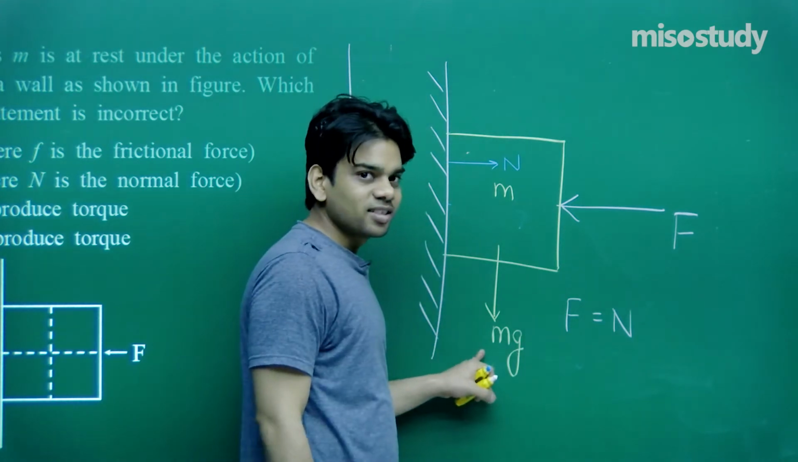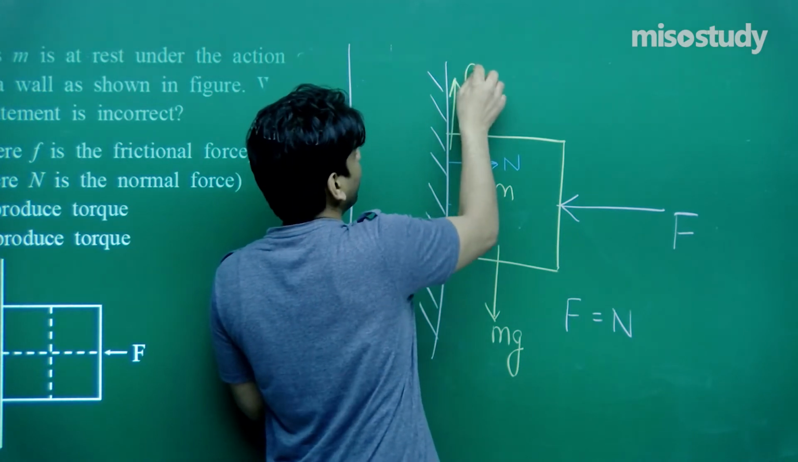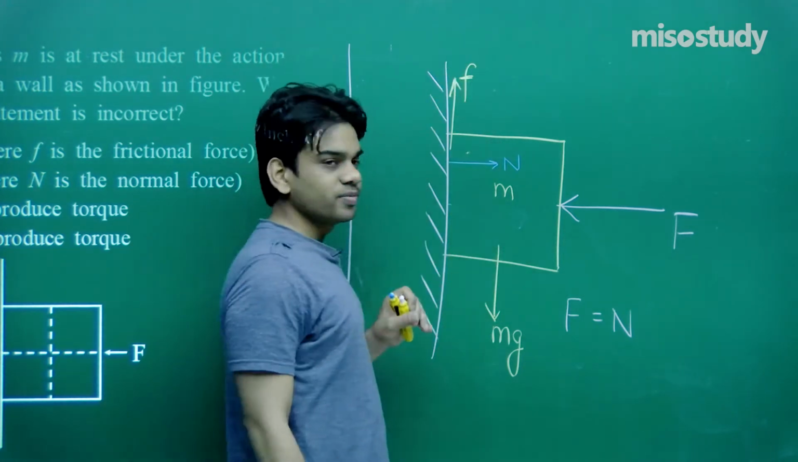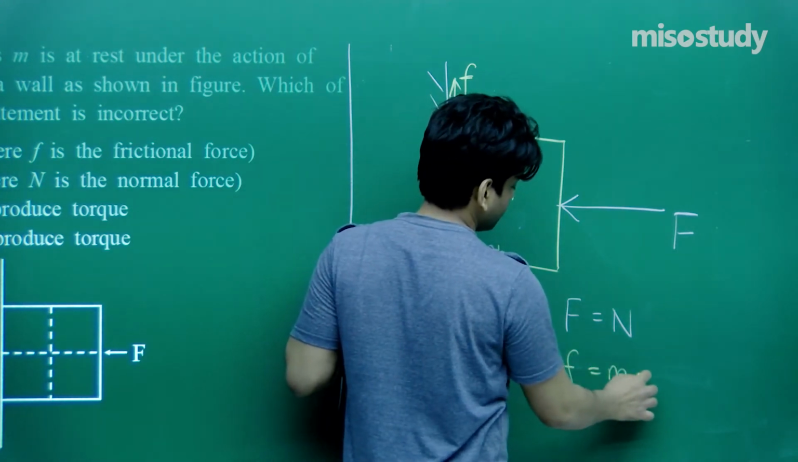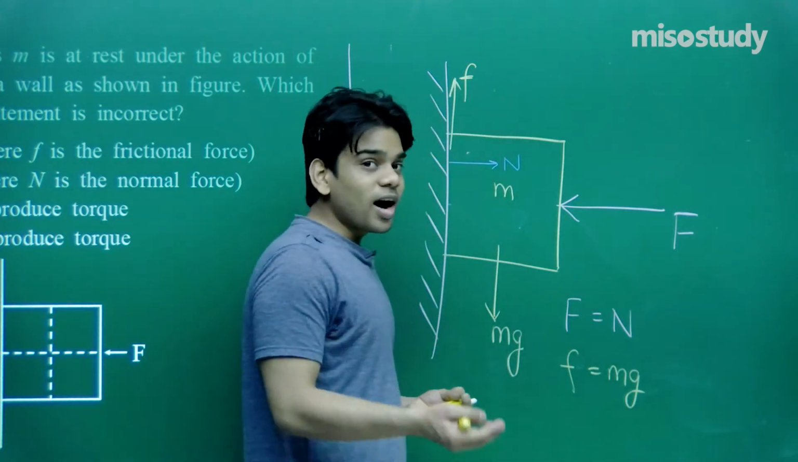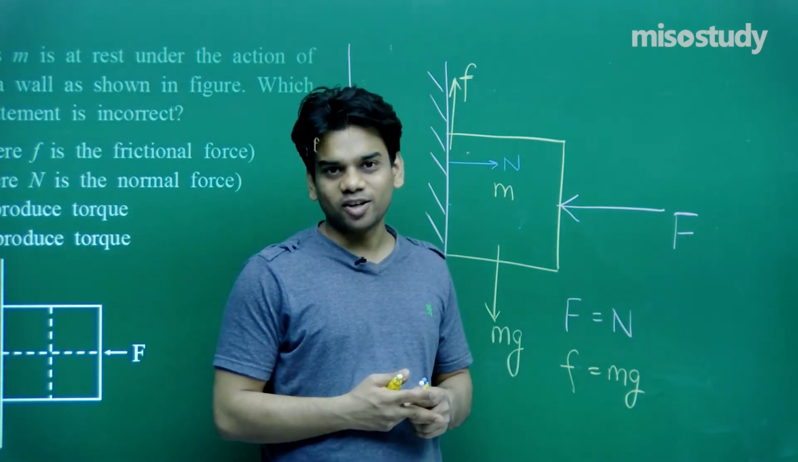To balance it, since it is in equilibrium, the frictional force has to act along the upward direction. So I have marked F. So for vertical equilibrium, small f should be equal to mg. Now understand the torque about the point that is center of mass.